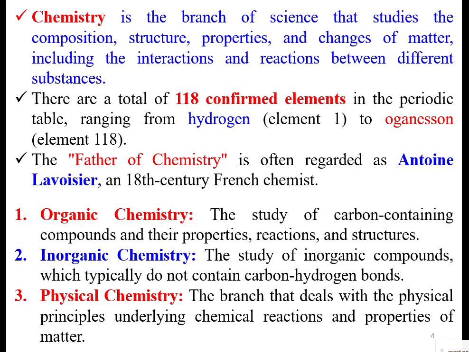Organic chemistry deals with carbon-containing compounds and chemicals, and their characteristics, behavior, properties, reactions, solutions, and structure. With the combination of carbon, that is called organic chemistry. Inorganic chemistry is where there is no carbon, and we are forming various types of compounds, solutions, and reactions. It is the study of inorganic compounds which typically do not contain carbon-hydrogen bonds. That is called inorganic chemistry.